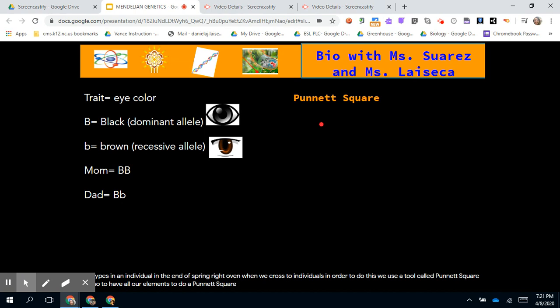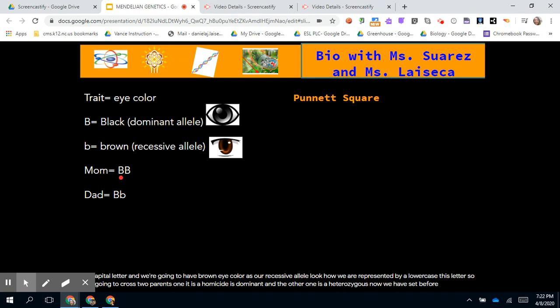Okay, so to have all our elements to do a Punnett square, the first thing we need to think about is the trait that we're going to be crossing. So in this example, we're going to be using eye color. We're going to think of black eye color as our dominant allele. Look how we're representing it by a capital letter. And we're going to have brown eye color as our recessive allele. Look how we're representing it by a lowercase letter. So we're going to cross two parents. One is a homozygous dominant, and the other one is a heterozygous.